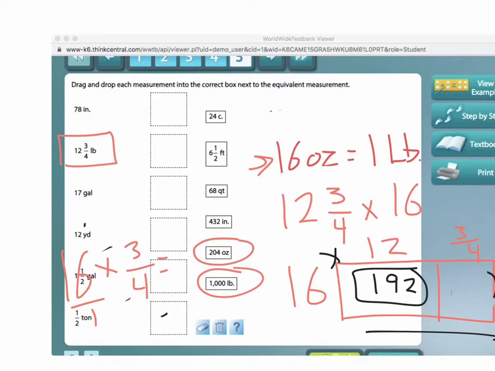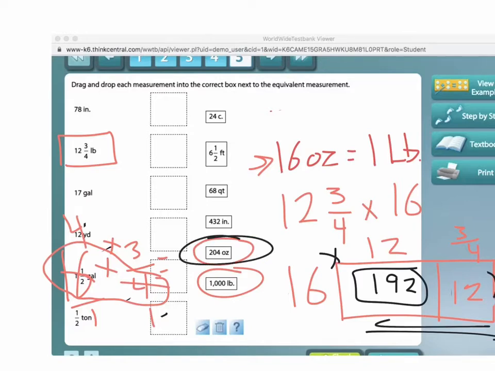So I'm going to multiply the fraction portion of my place value section model. 16 wholes times 3/4. So I see right off the bat there's a nice cross cancellation here. So 4 goes into 4 once, and 4 goes into 16 4 times. And 4 times 3 will make 12, and that's 12 wholes. So 3/4 of 16 is 12 wholes. Now I just add these together, and that is my answer. So 192 plus 12 will be 204 ounces. So 12 3/4 pounds turns into 204 ounces.